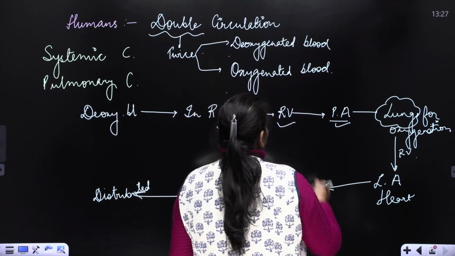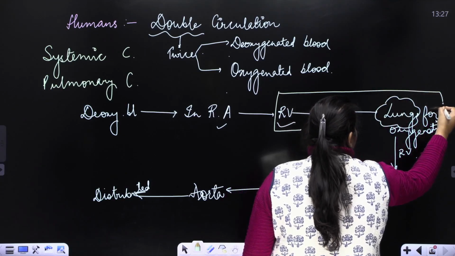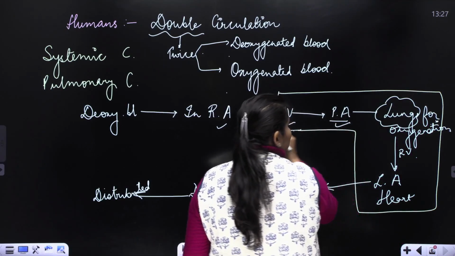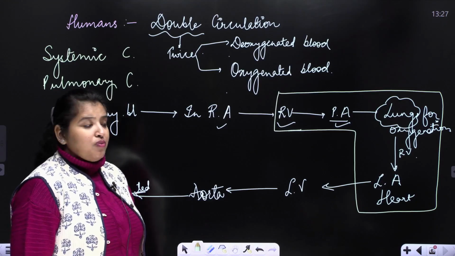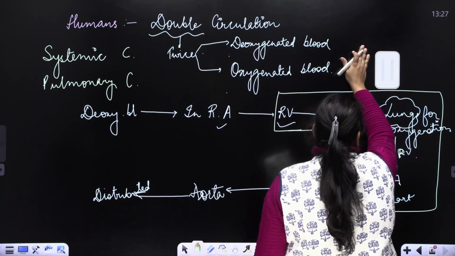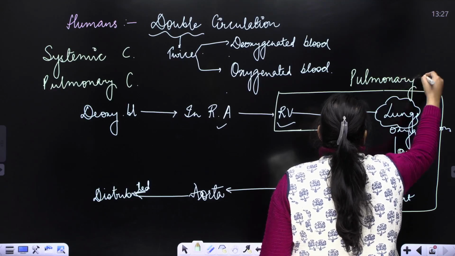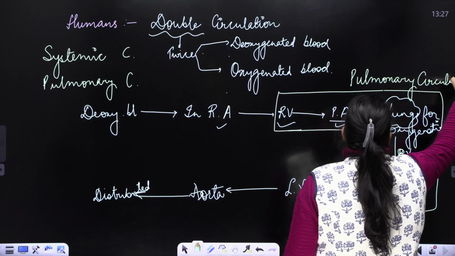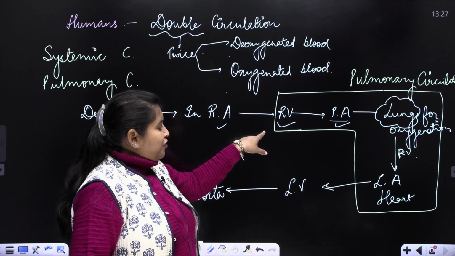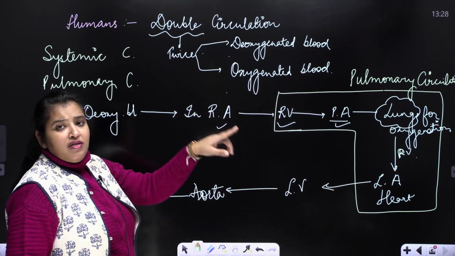The blood which is collected from the right ventricle, entering into the pulmonary artery, going to lungs for oxygenation and coming back to the left auricle of the heart via the pulmonary vein. This part is called pulmonary circulation. That means a place where lungs are involved. From right ventricle to left auricle, whatever is happening is a part of pulmonary circulation.